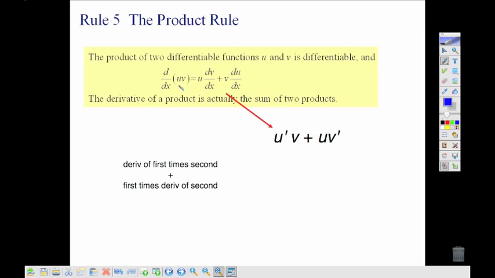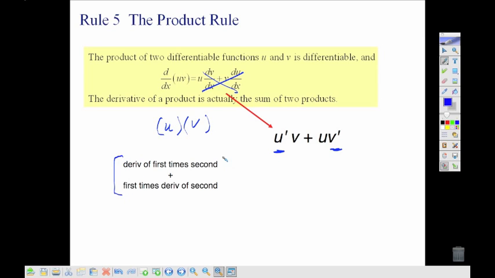The rule will work like this. If we have two functions being multiplied together, so u is one part multiplied by v, which is another part, if we take the derivative of u, and notice I'm writing this a little bit different than they do it. If I take the derivative of u and I multiply it by v, so no derivative, it's just left alone, and then I add it to the first one being left alone multiplied by the derivative of the second one.